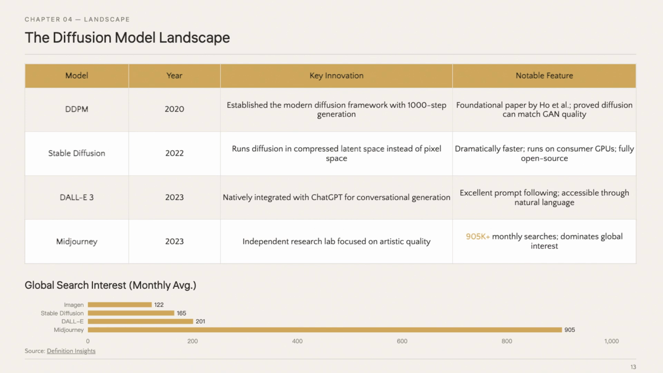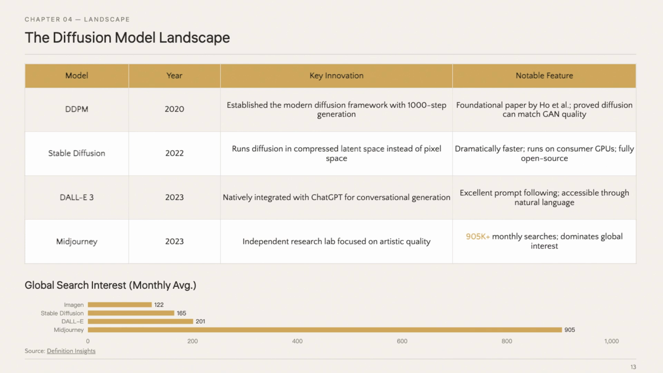It all started in 2020 with DDPM, the foundational paper that proved diffusion can match the image quality of older AI methods. Then came Stable Diffusion in 2022, which changed the game by running in a compressed, latent space rather than calculating every single pixel. This meant they could finally run on consumer graphics cards at home, and being open source, it exploded in popularity. In 2023, OpenAI natively integrated DALL-E 3 into ChatGPT, making image generation as simple as having a normal conversation.